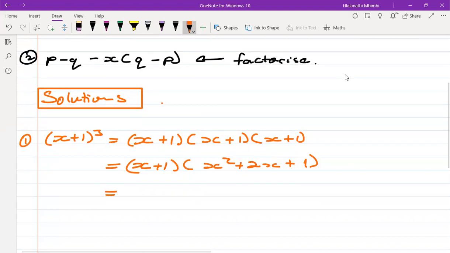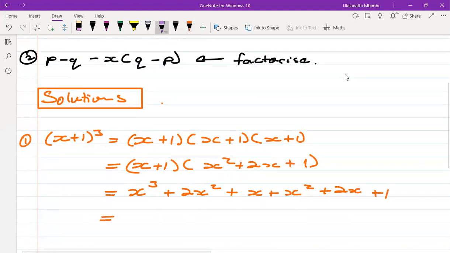So it's x times x, so that would be x cubed. X times 2x, that would be plus 2x squared. X times 1, that would be plus x. 1 times x squared, that would be x squared. 1 times 2x, that would be plus 2x. 1 times 1, that would be just 1.